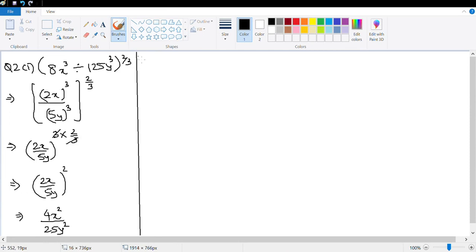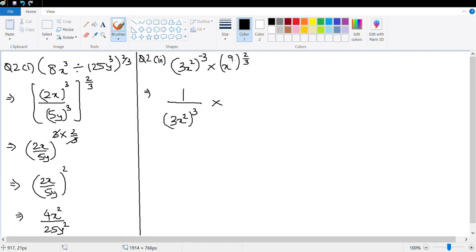The next question that we'll solve is question number 2, part 3. Let's try and solve that question. Question 2, part 3. So it's (3x square) to the power negative 3 multiplied with (x to the power 9) to the power 2 upon 3. So then this is in the denominator because this is negative power, which means it moves to the denominator. So this is 1 upon (3x square) to the power 3 multiplied with x to the power 9 can be written as x cubed into 2 to the power 3.